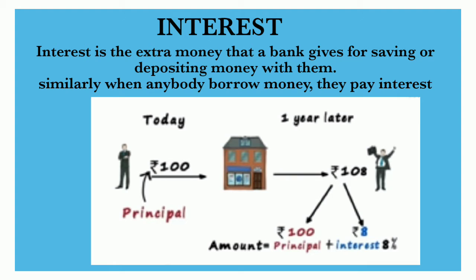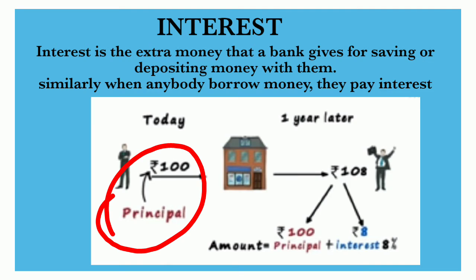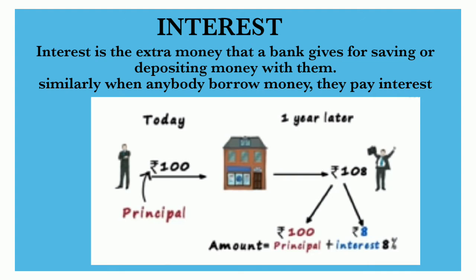Here we have three things. One is the 100 rupees, known as principal. Principal means the deposited money. Then the number of years: after 1 year, after 2 years, after 3 years. The third one is the rate of interest, sometimes 8%, sometimes 10%, etc. That is called the rate of interest.